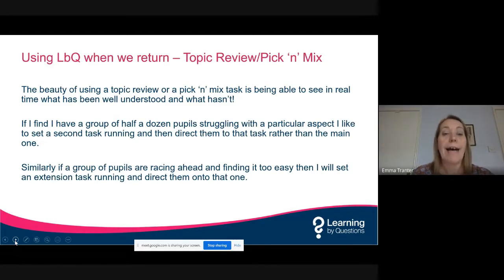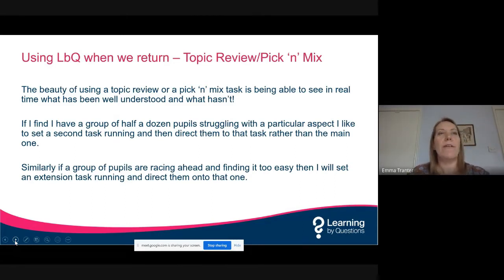And if I find I have half a dozen people struggling with something, then I love being able to set a second task running in real time in the lesson and direct those pupils to something that will underpin the knowledge they're missing. But also, if I've got half a dozen that are really racing ahead, there's no point then wasting time working on that when they could be moving on. And again, I'll set another task running as an extension and direct them to that one.